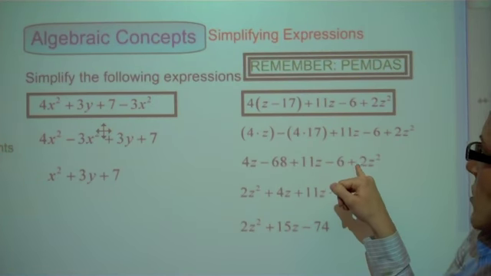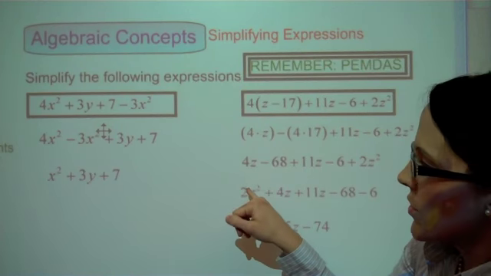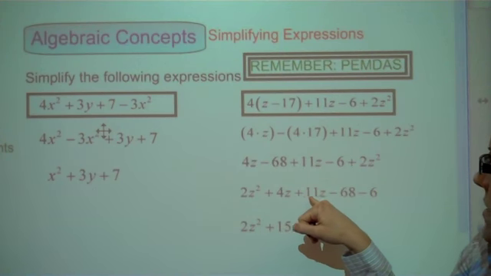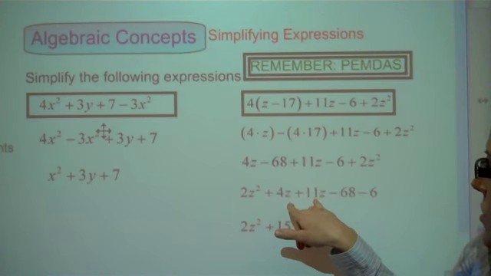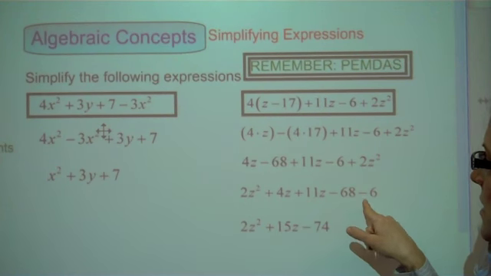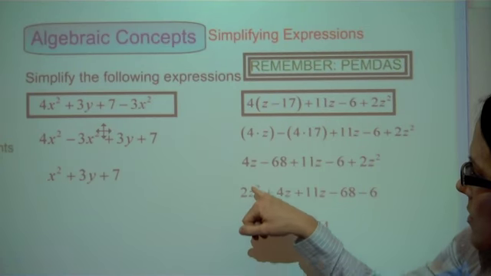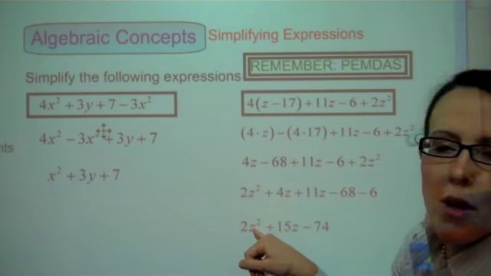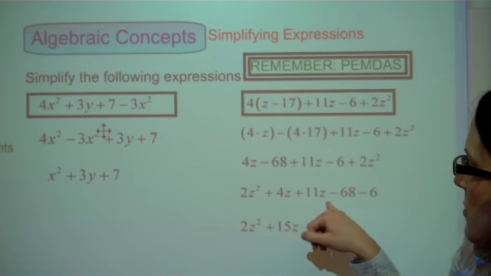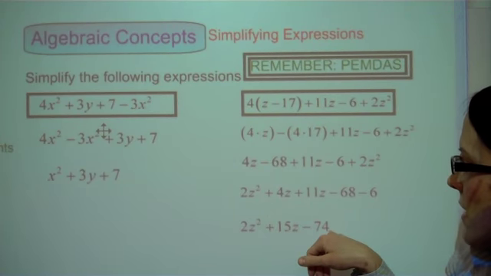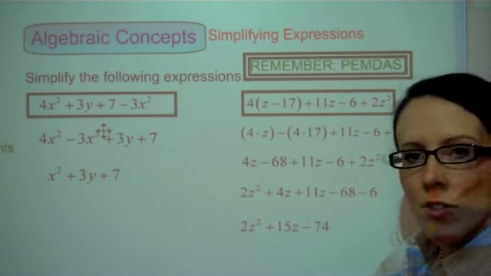Absolutely. Let's make sure that we bring z squared over to the far left side, plus 4z plus 11z. So we're combining those two like terms. Minus 68 minus 6. Can we simplify that further? Yes, we can. So we bring down 2z squared. There are no other z squareds. Now can we simplify the 4z and the 11z? Yep. 15z minus 74, and that is your answer.